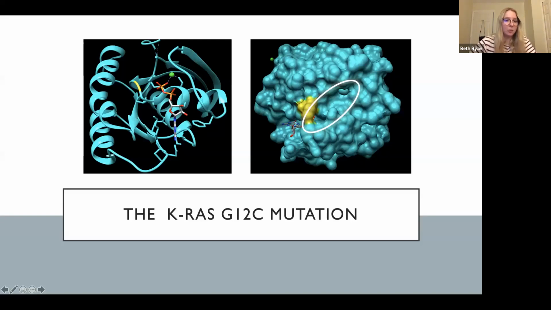If you remember from the previous structure, switch 2 was hovering right over the magnesium and included part of the helix. Now it's really disordered, so they indicated it as a dotted line. And this PDB came directly from the paper, so I hope it's right. But now you can see that that cysteine is right near the pocket where GDP binds. Because of that, there's this new indentation right here that they are able to target.